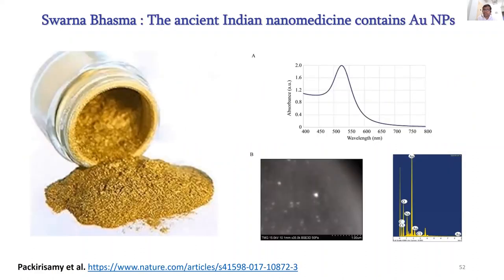One of the best examples is Swarnabhasma. This is one of the best Ayurvedic medicines. And recently people found, in several reports, that it contains gold nanoparticles. And by the way, gold nanoparticle has a very unique history. Even in the field of catalysis, people used to think that gold does nothing. It's a very unreactive metal. That's why it's shiny and doesn't corrode. But when you go to a nanoscale, it shows very different properties, even in the field of catalysis and several other fields. And the same thing is also true in medicine.